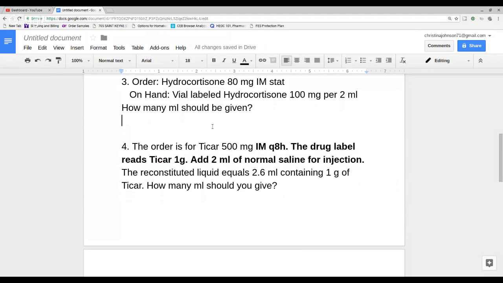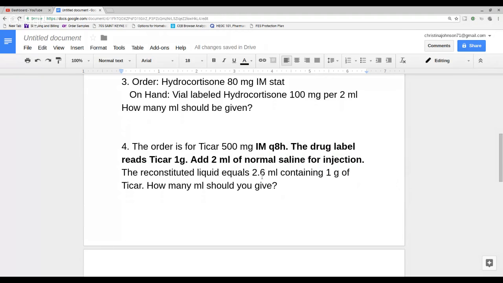So our order is for 500 milligrams. So 500 milligrams times, and anything that's after like equals or yields or how many or things like that, that is what you need to use. So it's going to be 500 times 2.6 milliliters. So 500 milligrams times 2.6 milliliters over the available, which is the 1 gram. Okay, so we have to convert either to grams or to milligrams.